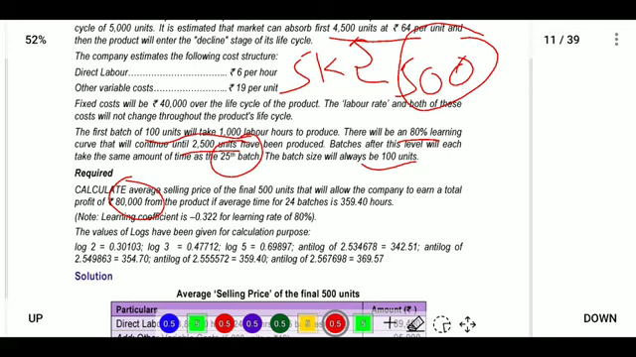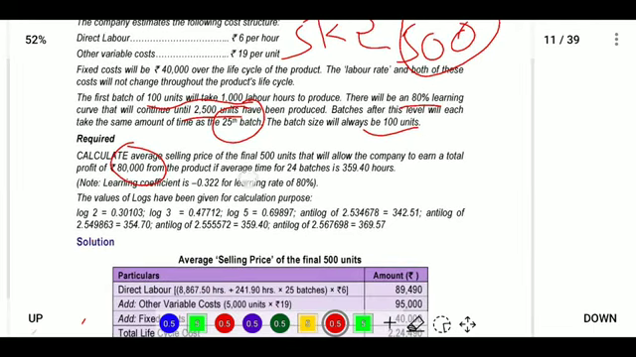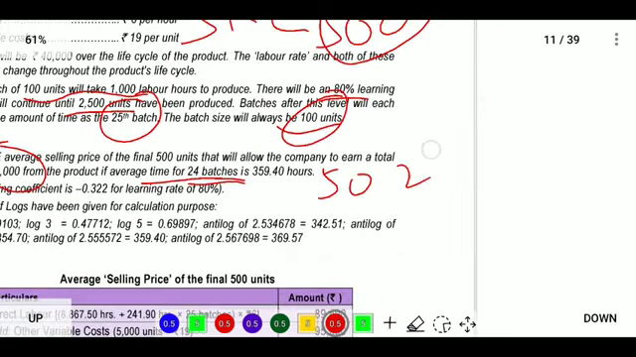Next, batches after this level will take the same amount of time. Here we see the average time for the 24th batch is 359.4. Actually we have 50 batches. How do we get the 50 batches? For each 100 units, 5000 divided by 100 means 50 batches. For the 24th batch they provided 359.4. Now we require the 25th batch.